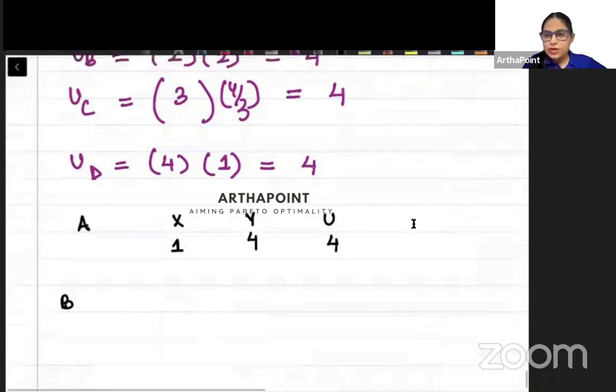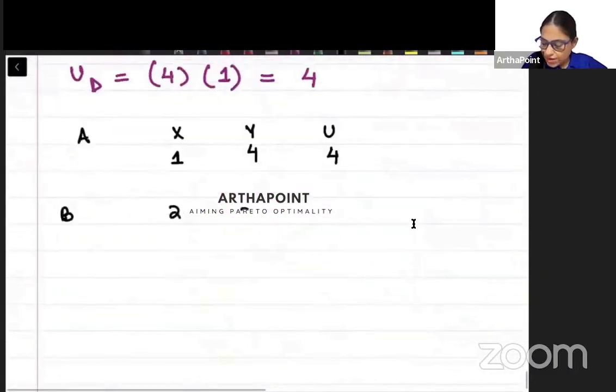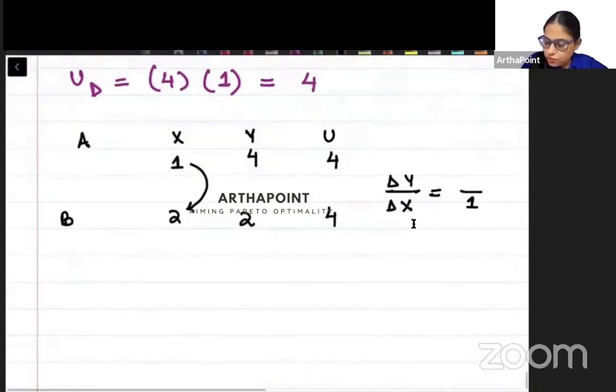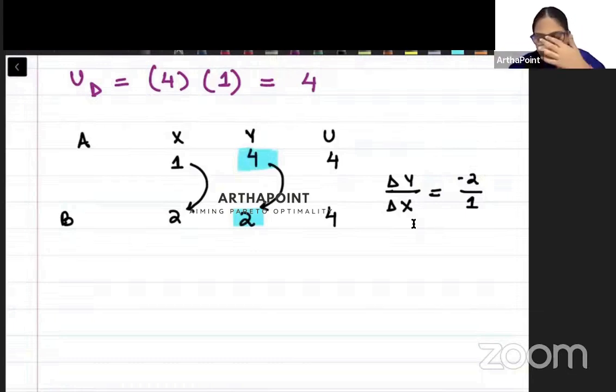पॉइंट बी पे हाउ मच एक्स यू हैव बेटा? 2. वाई कितना है? 2. x is 2, y is 2. Utility is 2 into 2, 4. What is the amount of good y you are giving up for an extra unit of x? When you increased x by 1 unit, how much y have you given up? 2 units. 2 minus 4. दे रहे हो, you are giving up. So I am putting a negative sign to show you are giving up.